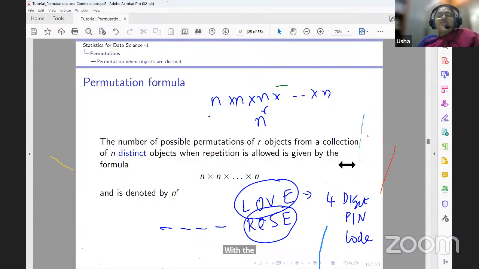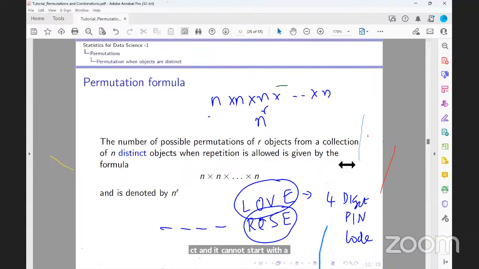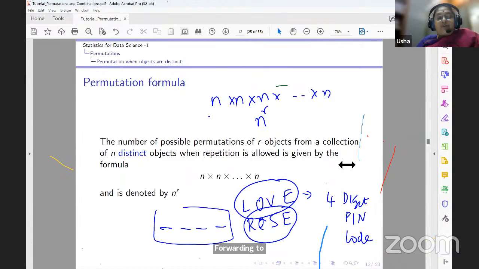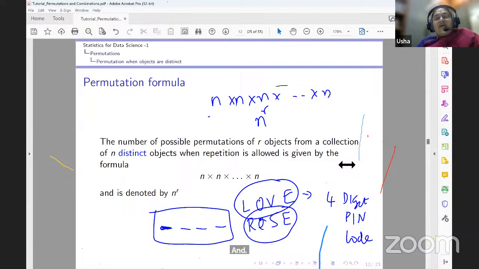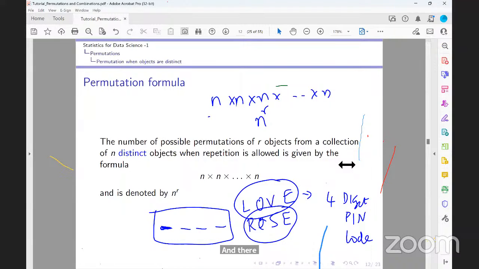I said all the digits are distinct and it cannot start with a 0. So 3 into 4 into 4 into 4. All factorial ways. Just remember, I want you to create a 4-digit pin. 24. So all factorial ways. 9 into 10 into 9 into 10 into 10 into 9 into 10 into 8 into 7.